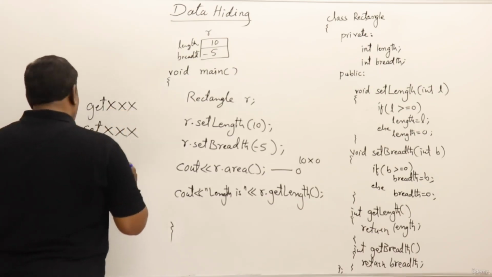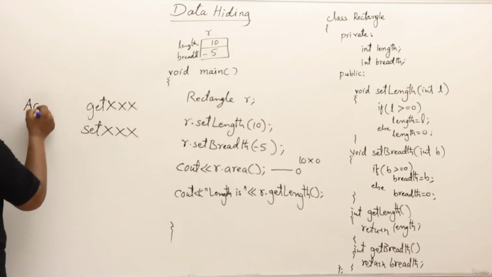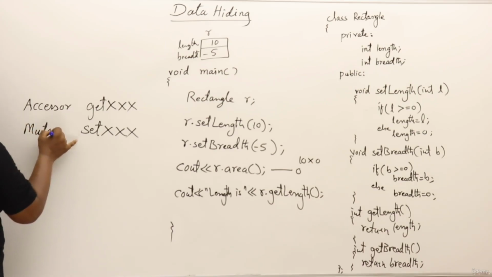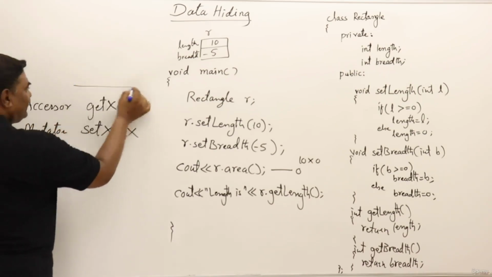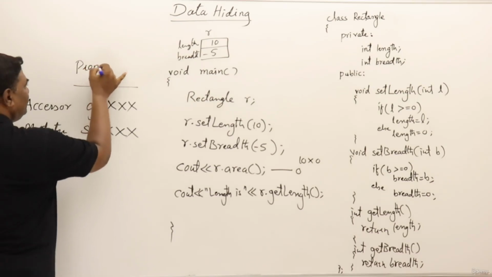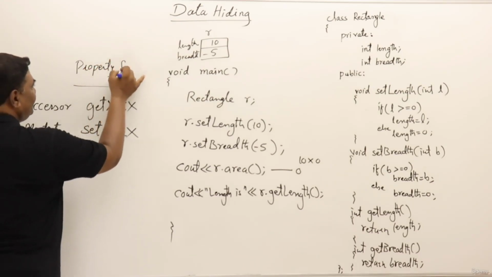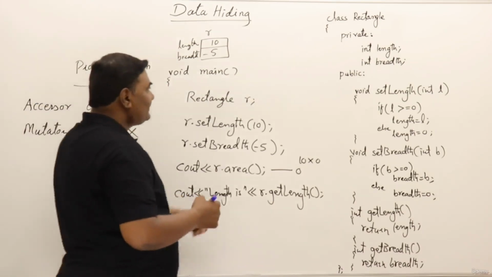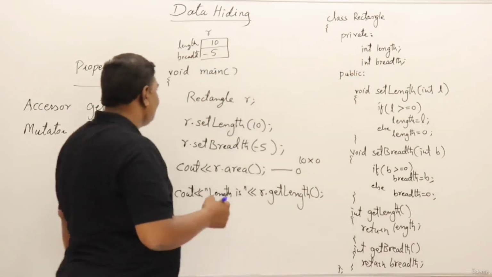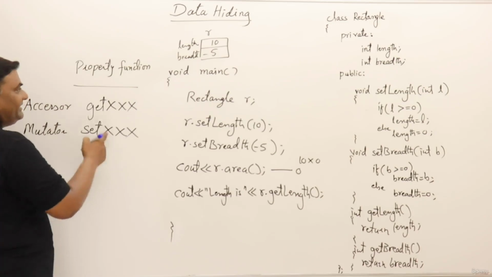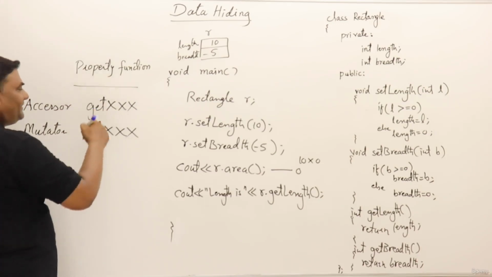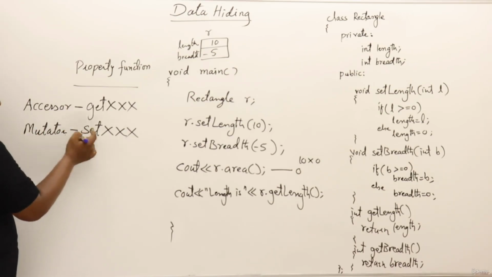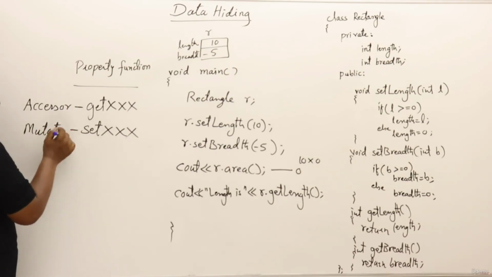So these functions are called accessor and these functions are called mutator, and together these functions are called property functions, because these data members are called properties, so these functions are related to the property. The one which is reading the value is called accessor, the one which is writing the value is called mutator.